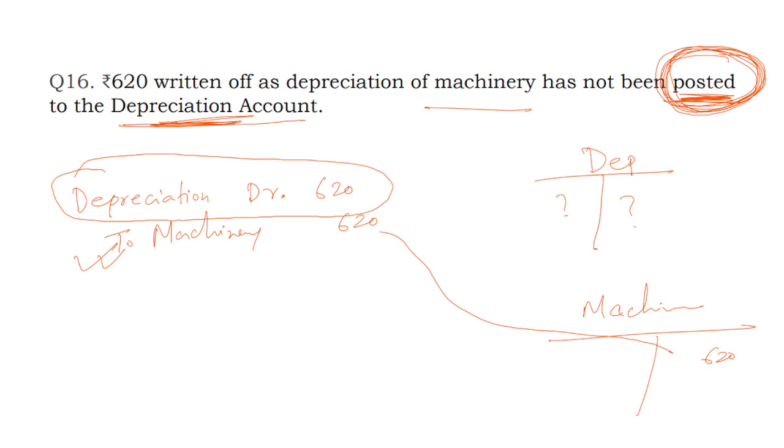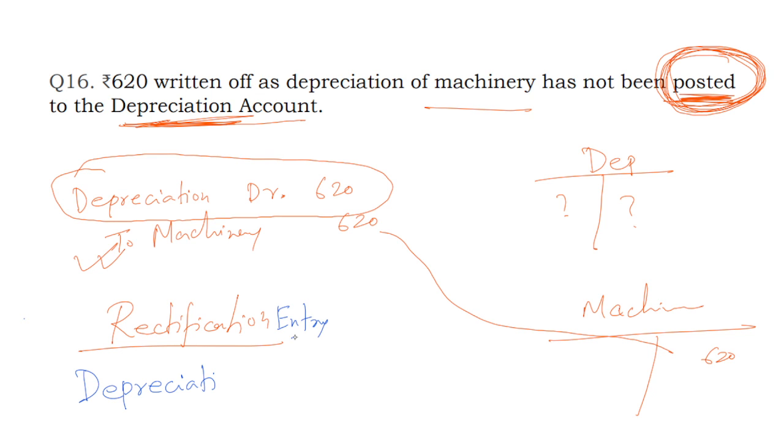Okay. So whenever any item is not posted, that means the other portion is posted correctly, but the item mentioned in this question is the depreciation only. Here machinery account is not mentioned, only depreciation account it is not posted. So the rectification entry will be like this. See, it is not posted, so we'll write the rectification entry. Okay. Depreciation account debit.